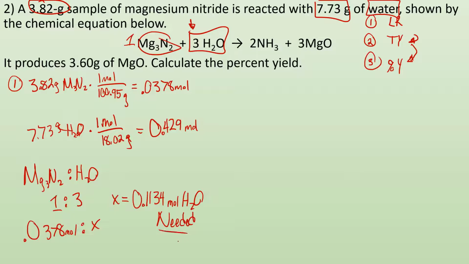So if I were to react all of my magnesium nitride, this is how much H2O I would need. How much do I have? Well, I got more than that. So I'm not going to run out of H2O, which means that magnesium nitride is my limiting reactant.